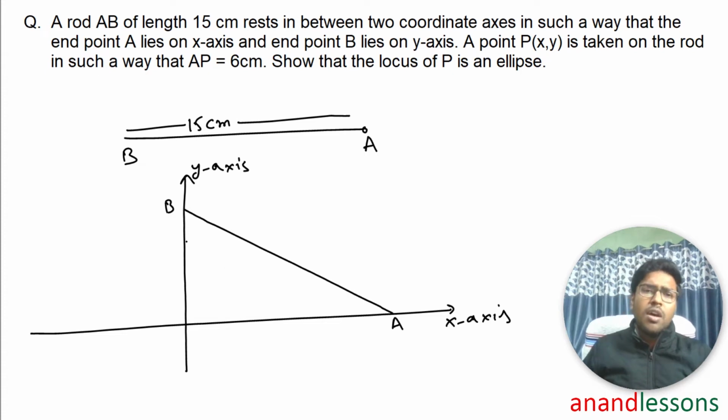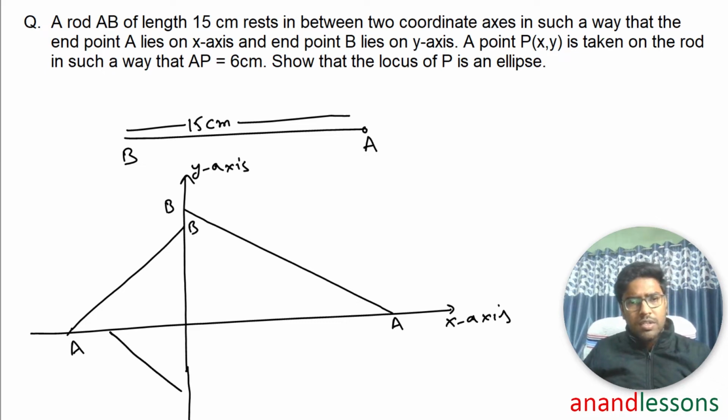the x-axis. Either if it's lying in the second quadrant, then also A will lie on the x-axis and B will lie on the y-axis. If it is in the third quadrant, the same will happen. A is on the x-axis and B is on the y-axis. So the question is saying that A lies on the x-axis and B lies on the y-axis. This condition should be maintained throughout the question. Okay, so where were we?